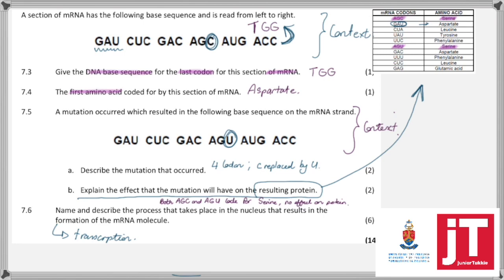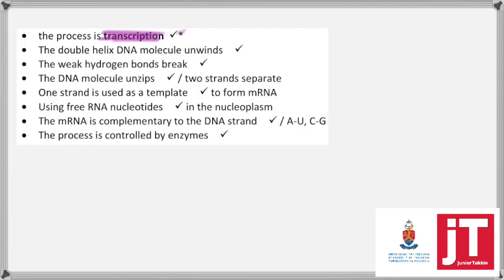So I can name it, and then I need to discuss the process. So transcription first is so important, because it asks us to name it. There's my compulsory mark. Now we are describing the process of transcription. So very similar to a previous question we've had in this section as well. But let's have a look at how many marks we can get here. So the double helix DNA molecule has to unwind. Weak hydrogen bonds do have to break for the DNA to unzip itself. And I'm forming two separate strands once it unzips itself.